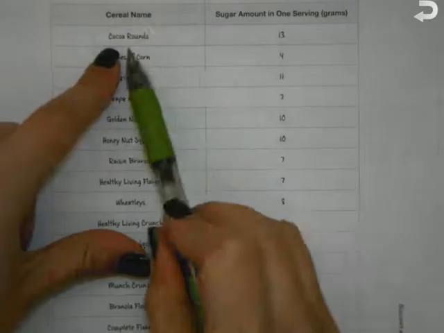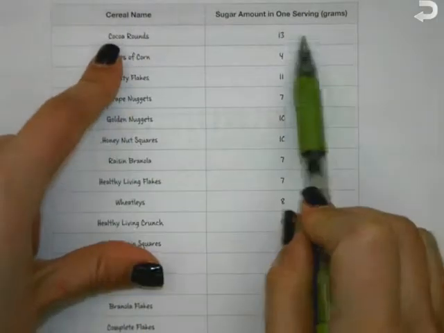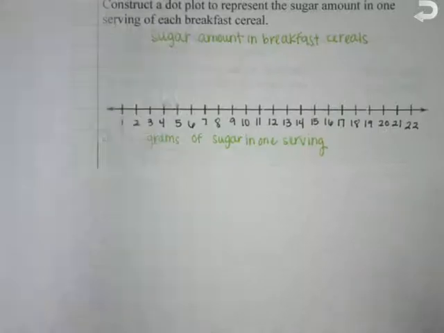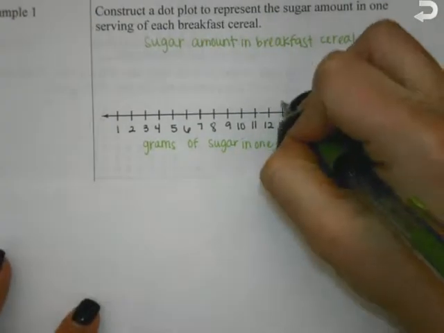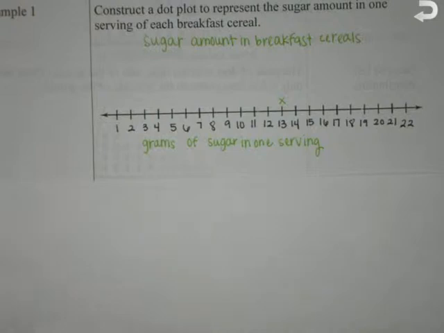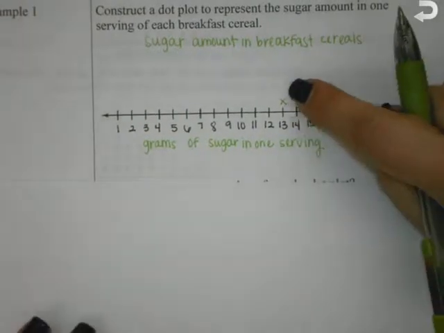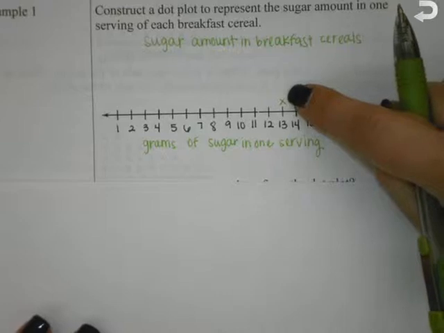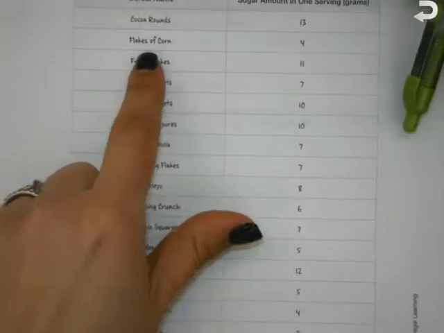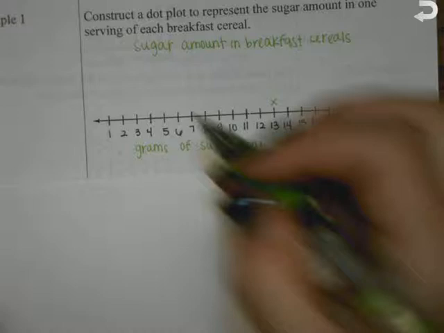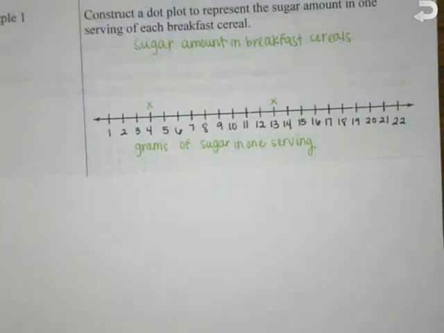So let's look at Cocoa Rounds. How many grams of sugar does Cocoa Rounds have? 13. So on our number line at 13, we are going to put an X, or you can put a dot, or a smiley face, or a heart. I don't care. Do whatever you want. Be creative. At 13. So this indicates that there is at least one cereal that has 13 grams of sugar. Okay? What about Flakes of Corn? How many grams does Flakes of Corn have? 4. So you're going to put a dot, or an X, or a heart, or a star at 4. Okay?